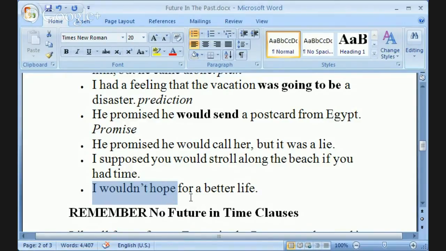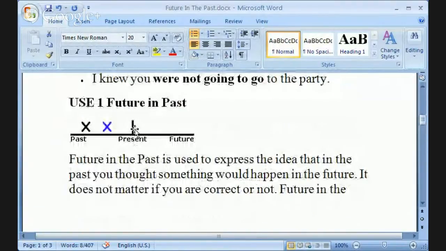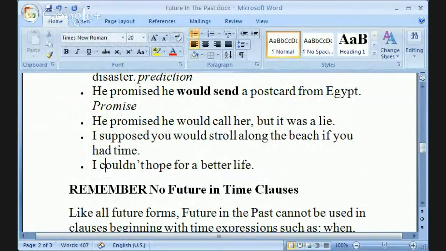I wouldn't hope for a better life. But where is this? This is you talking about the future from right now. First of all, number one, this isn't really future in the past. Looking at it, I wouldn't hope for a better life, is it talking about the future? There's another thing here. There is a normal English phrase, which is I couldn't hope for a better life.